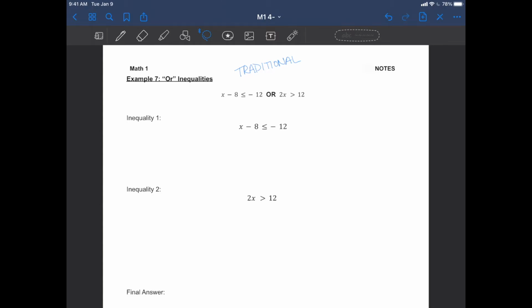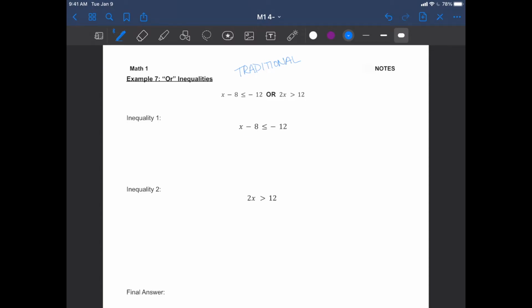All right, so here's the last example, "or" inequalities. Okay, so here's a traditional way. I'm going to solve and graph this "or" inequality. Either x minus 8 is less than or equal to -12, or 2x is greater than 12. Since these are both one-step inequalities, I'm not even going to bother writing the PEMDAS inverse table. The PEMDAS inverse table really helps when you have 2 or more steps to do.